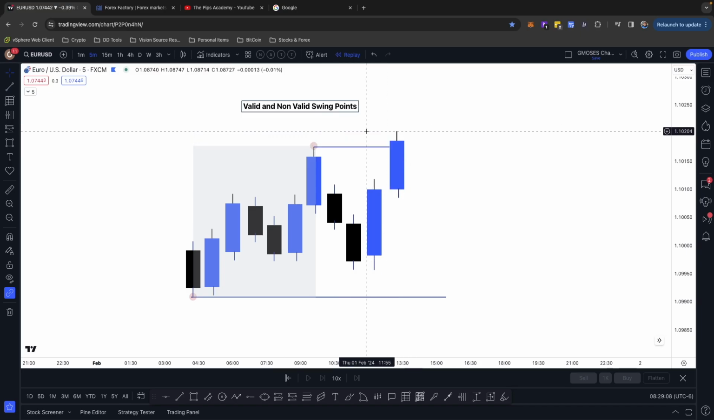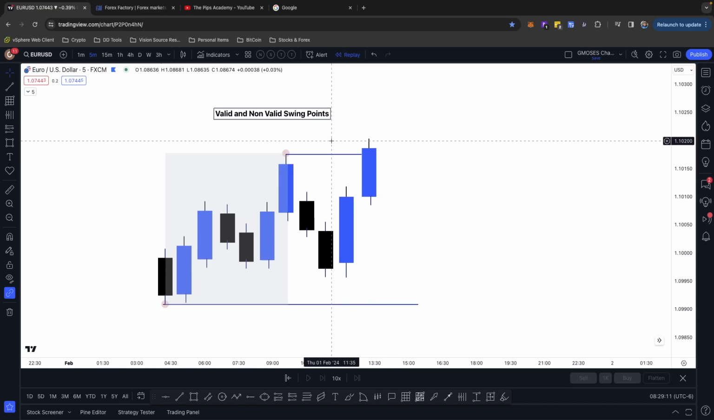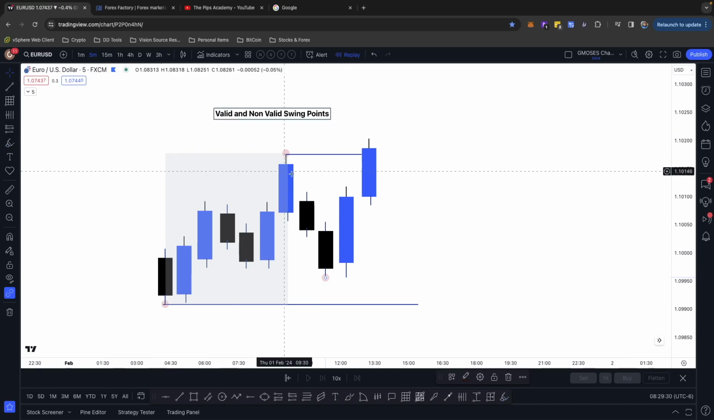Now we have a body closure, okay? So let's not get confused. When we're doing a swing pullback, it must be 2 candles outside of that candle's range. Now we're getting a swing to the upside. We have 2 candles that pulled outside of this range. So now this is our swing low. And when we look at this, this is our new range.